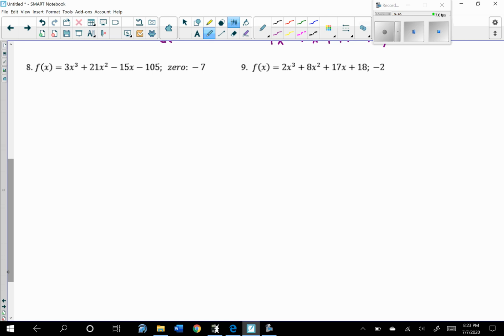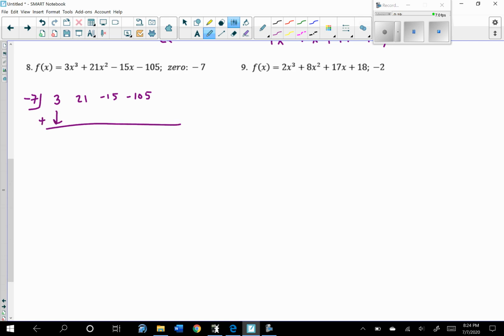So looking at question number 8, we're going to go ahead and do our synthetic division. So we're saying the zero is negative 7. So then we have 3, 2, 1, 0. I'm not missing any zero placeholders. So 3, 21, negative 15, negative 105.